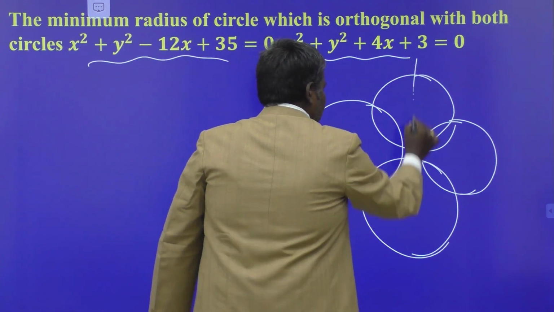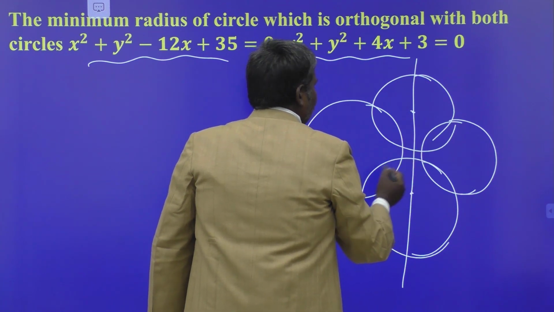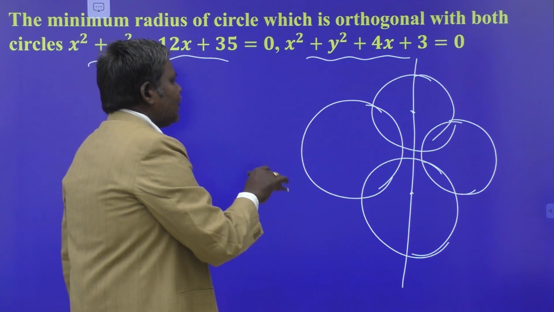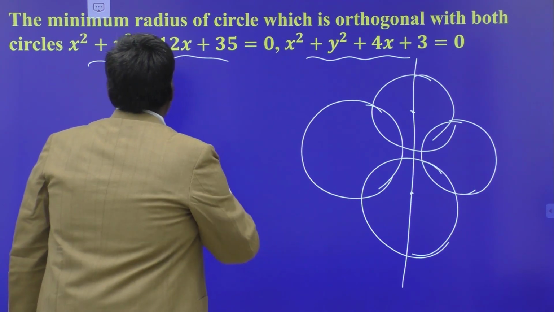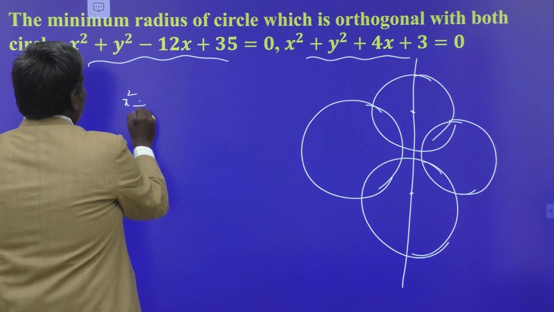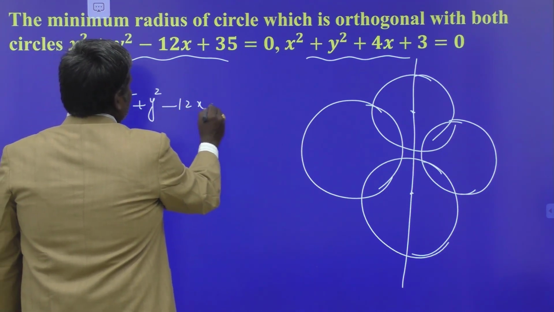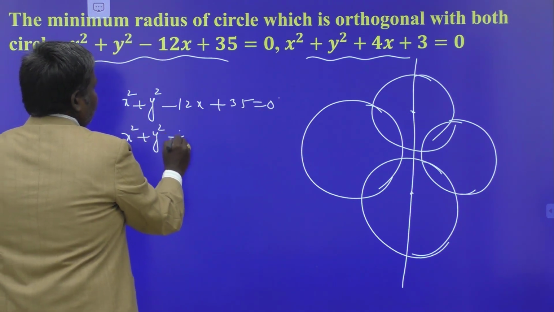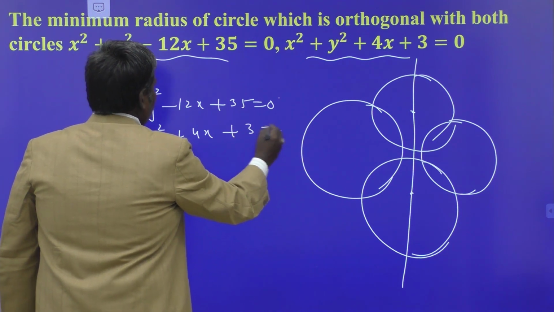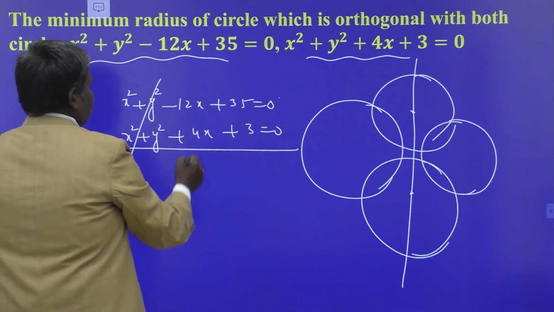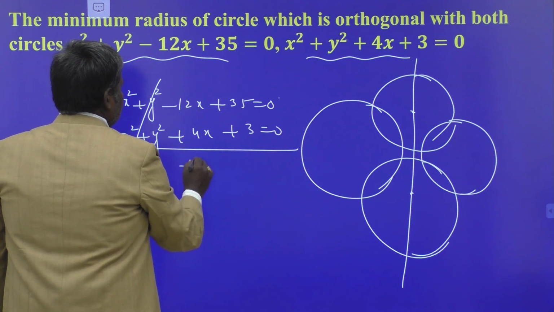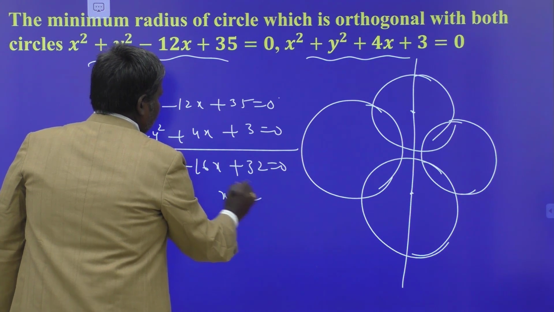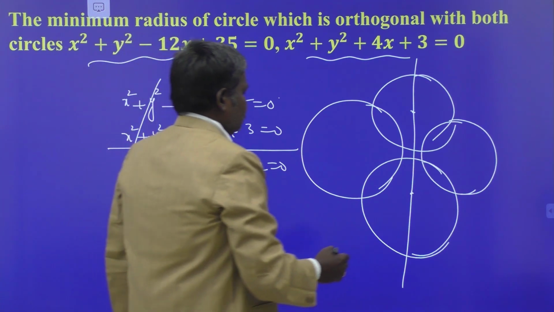Dear students, we know that the locus of the center of a circle cutting the two given circles orthogonally is what? Radical axis. So our required center lies on what? Radical axis. So can I find the radical axis of these two circles or not? What is that? x square plus y square minus 12x plus 35 equal to 0. And one more, x square plus y square plus 4x plus 3 equal to 0. What is the radical axis of these two circles? Clearly, this is minus 16x plus 32 equal to 0. That is x equal to 2. x equal to 2 is the radical axis.